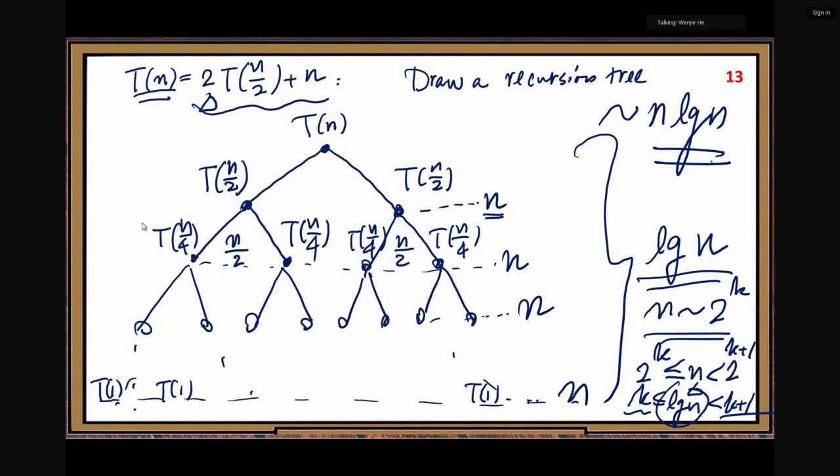Right? The total accumulated cost: N log n. So this method, the recursion tree method, although it's not rigorous math, is a good approximation. So you can see we get the worst case efficiency.